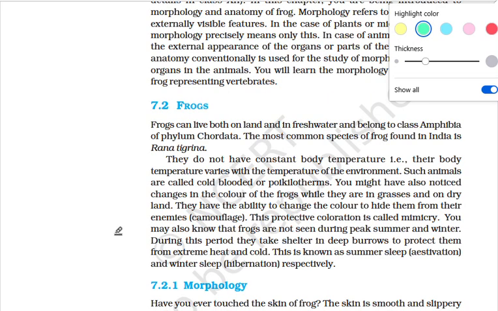The most common species of frog found in India is Rana tigrina. They do not have constant body temperature, that is, their body temperature varies with the temperature of the environment. Such animals are called cold blooded or poikilothermal animals.